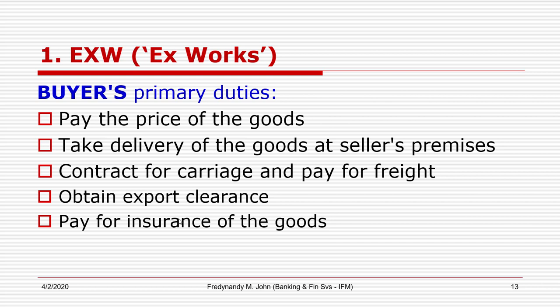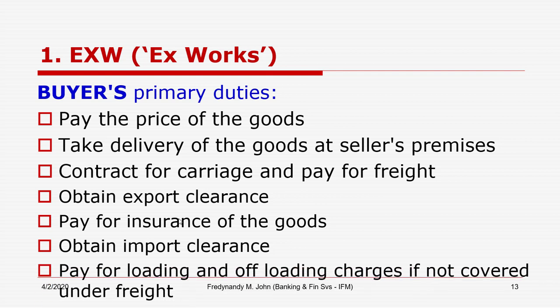After that, the buyer is supposed to pay for insurance of those goods, because anything can happen while the goods are underway. Now, after obtaining the insurance and the export clearance, the goods will be transported to the country of destination. At the country of destination, the buyer is supposed to clear the goods for import, that is, to meet all customs formalities in the country of import. Also, he is supposed to pay for loading and offloading charges if they are not covered under the freight cost that he paid earlier. So, with this, the buyer will be done.